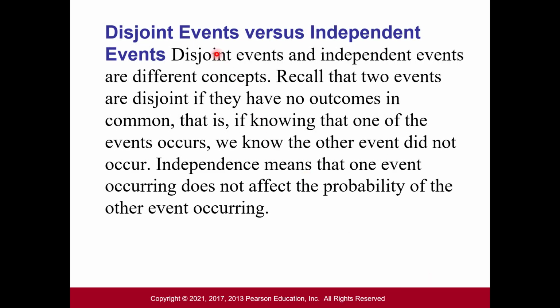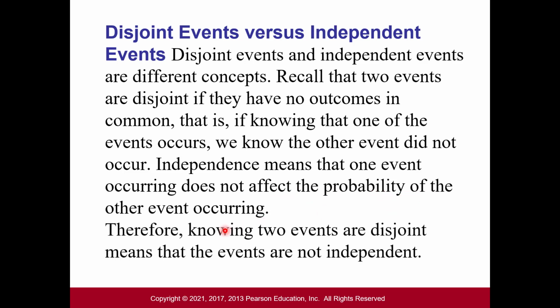So disjoint events versus independent events. Disjoint events and independent events are different concepts. Recall that two events are disjoint, or another way to say that is mutually exclusive, if they have no common outcomes. That's the same thing as saying if knowing that one of the events occurs, we know that the other event did not occur. Independence means that one event occurring does not affect the probability of the other event occurring. Therefore, knowing the two events are disjoint means that the events are not independent.